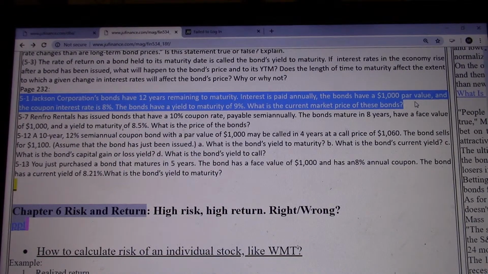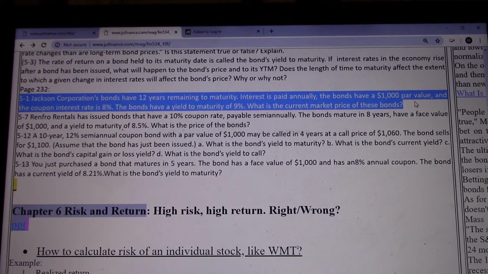For bond pricing questions, if it's asking for the price, we can use the PV function to calculate it. So we need to figure out the yield to maturity. In this question, it should be 9%. N should be 12 years, and interest is paid annually, so this is an annual coupon bond. The bond price is the question mark. Coupon is 8% multiplied by 1,000, which equals $80.